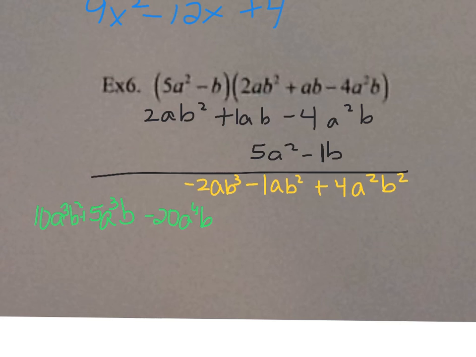So you see, there are no like terms here. So we're just going to bring it all down. So it's 10a to the third b squared plus 5a to the third b minus 20a to the fourth b minus 2ab to the third minus 1ab squared plus 4a squared b squared. So that's a crazy one.